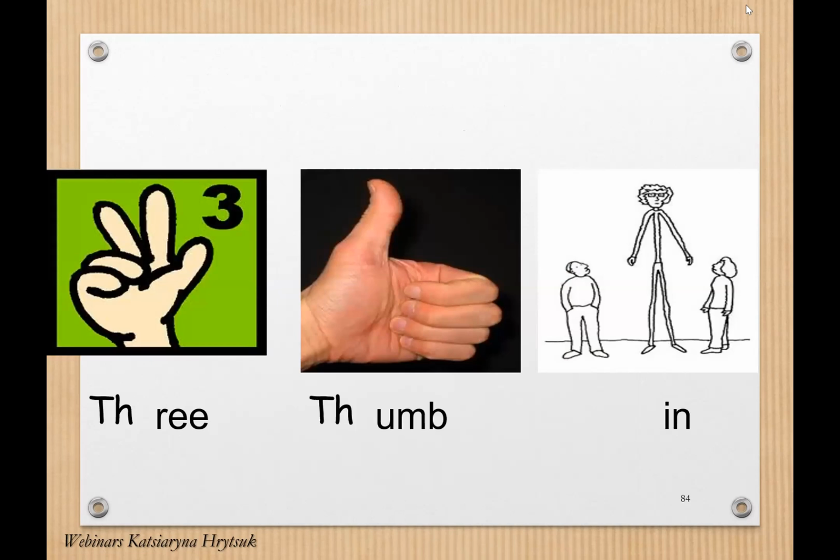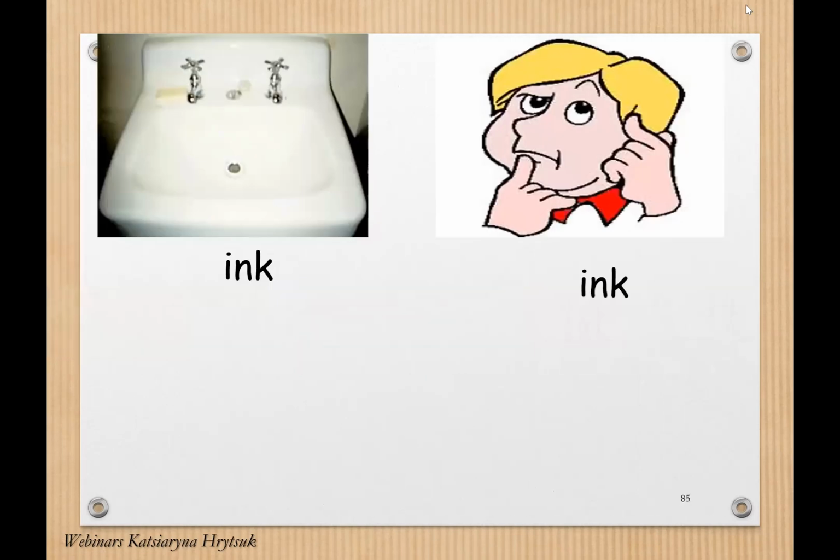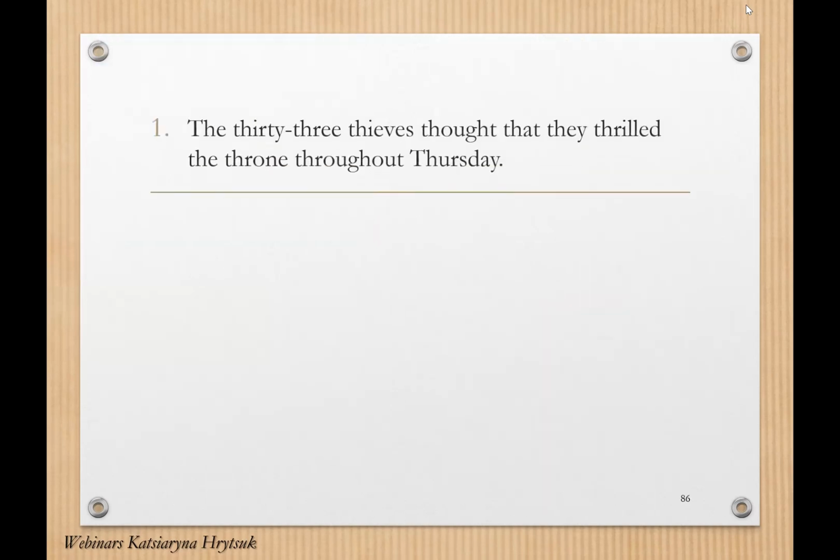Three, thumb, thin. Okay, he's very thin. So those three thumbs are thin. The meaning of the word is really important, how you pronounce it. This is think, where you brush your teeth, you wash your face, and when you think about something, this is different. Think and think. Another thin: one thin, two thin, thing, two things. You see, these expressions, these pronunciations are very important.